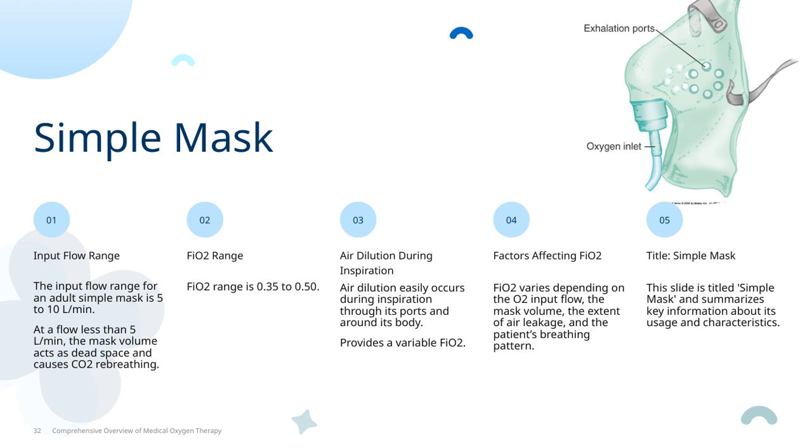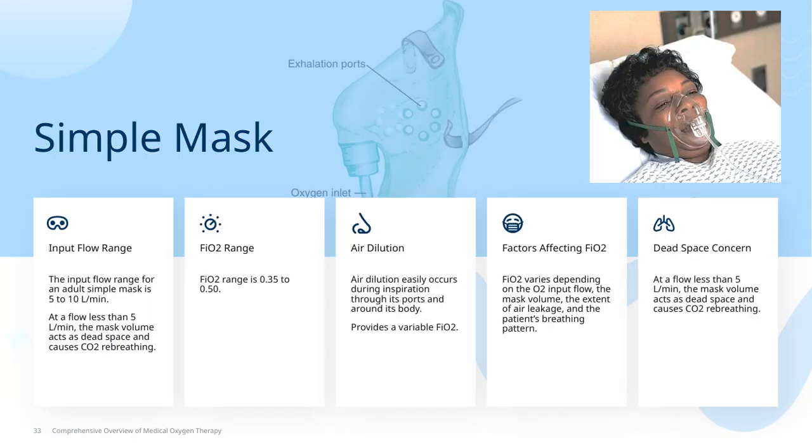Also, the actual FiO2 delivered can vary based on a few other factors. These include the mask volume, how much air leaks around the mask, and the patient's breathing pattern. All of these influence the overall oxygen concentration the patient actually receives. So, understanding these factors helps us optimize oxygen therapy with a simple mask and ensure our patients are getting the most effective care.